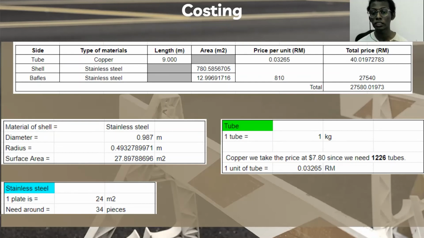So since the copper we take the price at $780, since we need 1,226 tubes, and 1 unit of tube is 0.03265 ringgit.